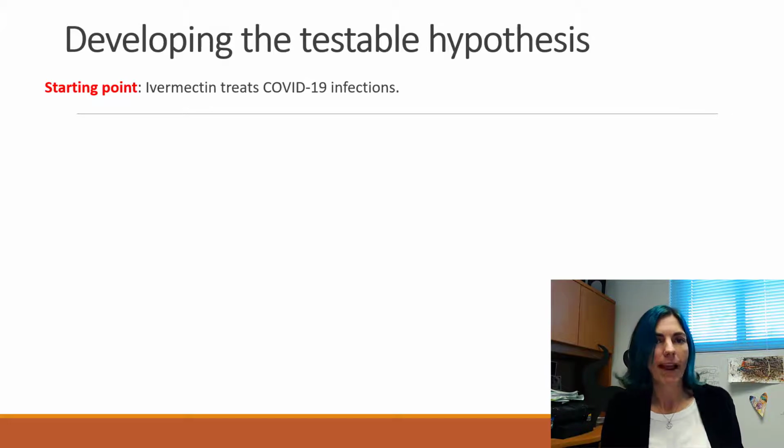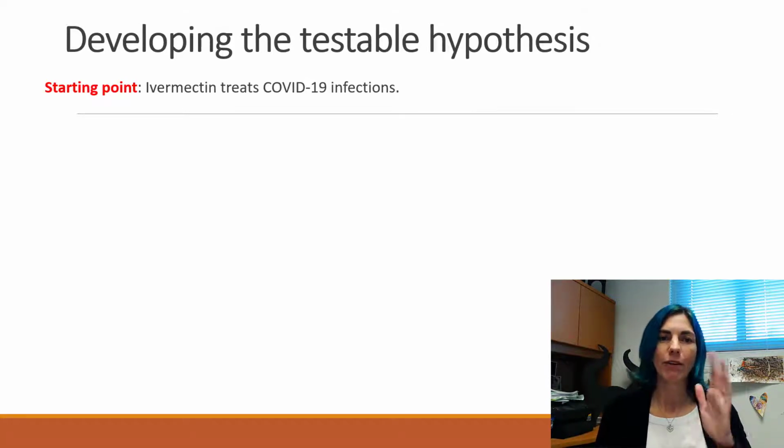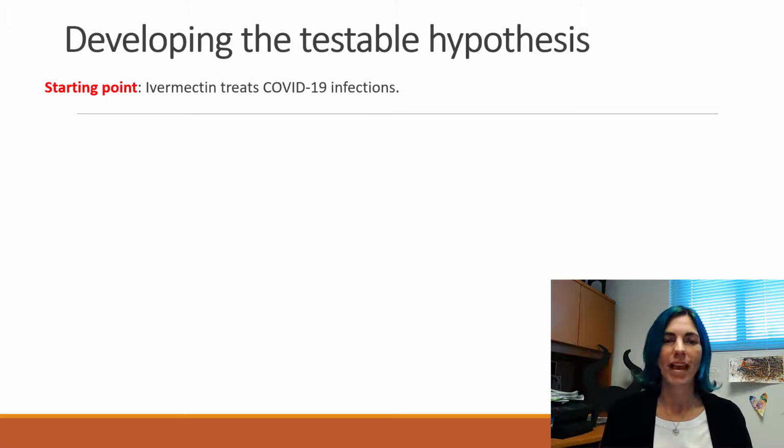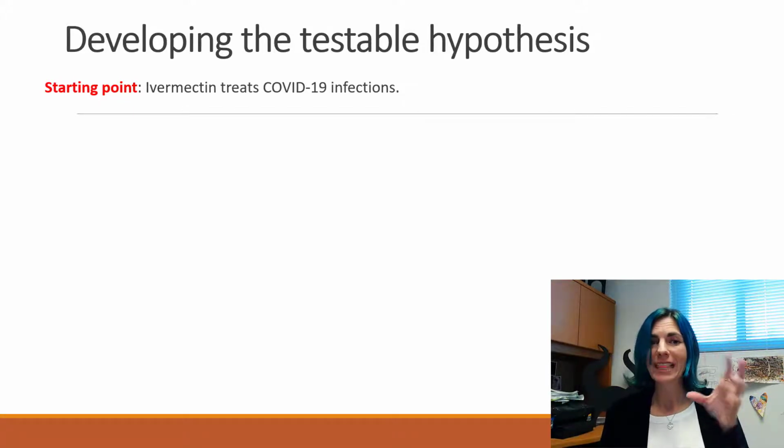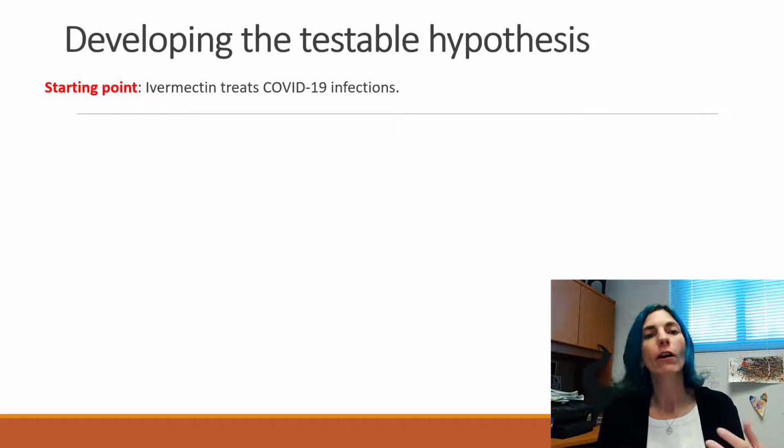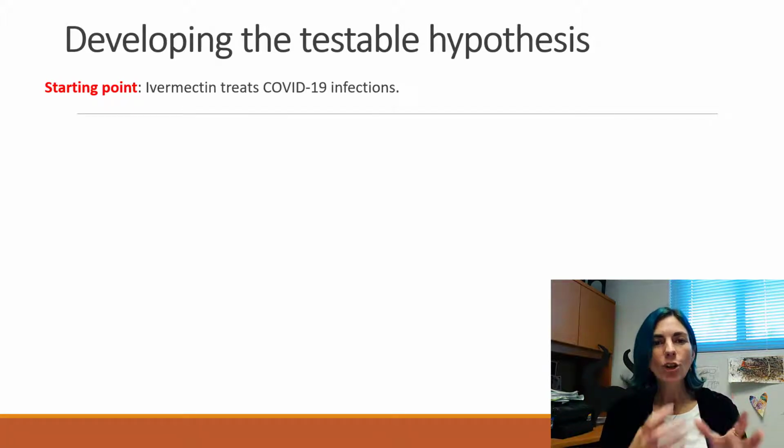That's my hypothesis. That's not a testable hypothesis. Ivermectin treats COVID infections. Too vague, too amorphous. What experiment are you going to design with that? Whatever you come up with will probably be quite different than what I come up with. This is how we tend to think. We think kind of general. It treats, it works, it's better, but it's not testable. So we need to refine this.